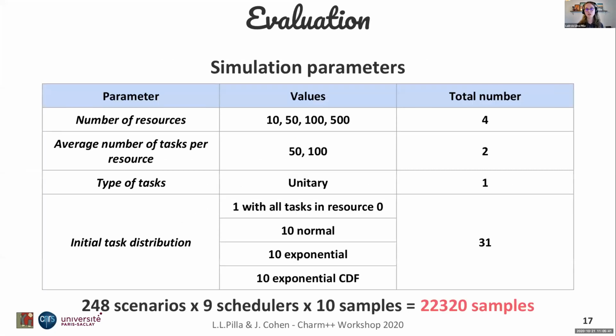Okay, so about the simulation that I'm going to discuss, we have several numbers of resources. They are not very large here because we're trying to understand the algorithms in this initial research, and then we can expand later. We're changing the average number of tasks per resource between 50 and 100. All tasks are unitary in this experiment, and we have 31 different initial task distributions. We have one distribution where all tasks start in the same resource, and then we have 10 that follow a normal, an exponential, and the CDF of an exponential distribution. Combining all of these scenarios with the 9 schedulers and 10 samples, which means 10 different random number generator seeds for each scheduler in each scenario, we have over 20,000 samples that were gathered here.